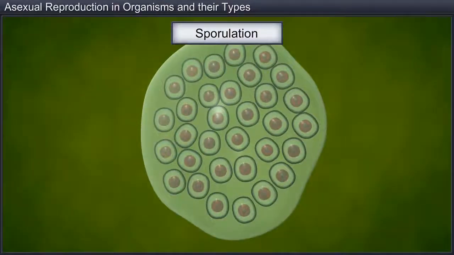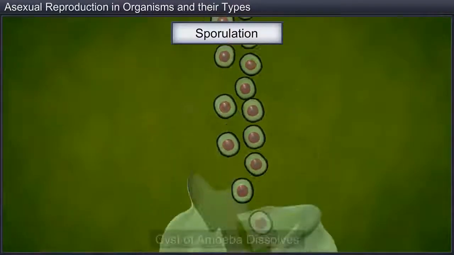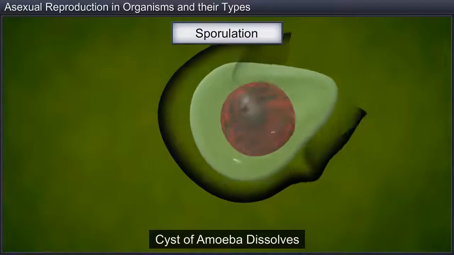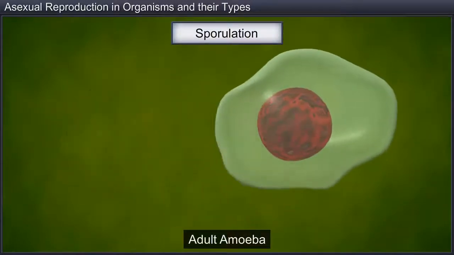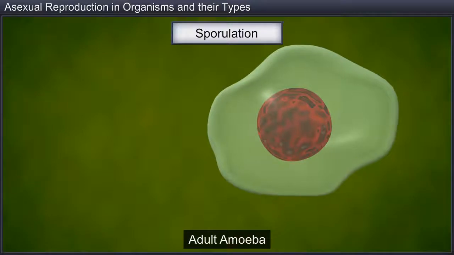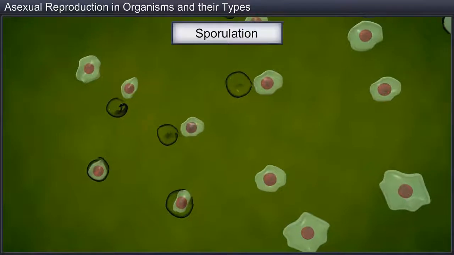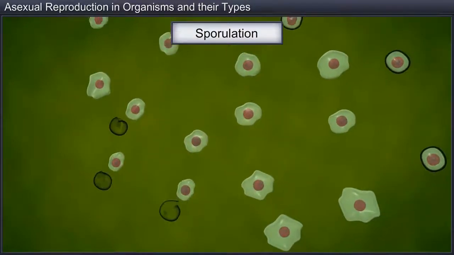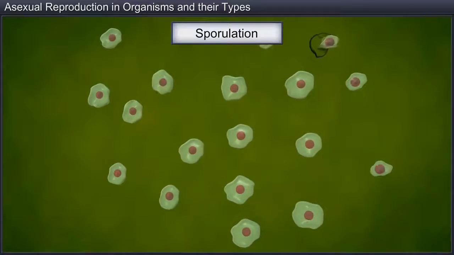With the onset of favorable conditions, the sheath ruptures and then the cyst dissolves. Each cell later grows into an adult amoeba. Thus, sporulation is not only a means of reproduction, but also enables an organism to survive even in unfavorable conditions.